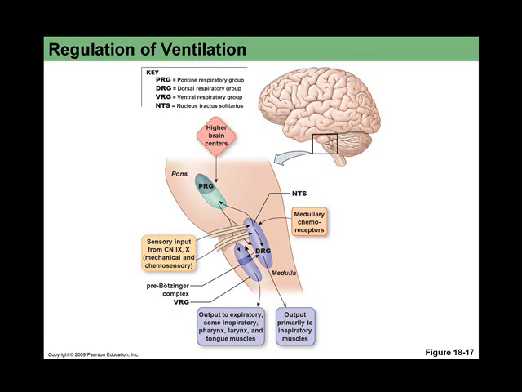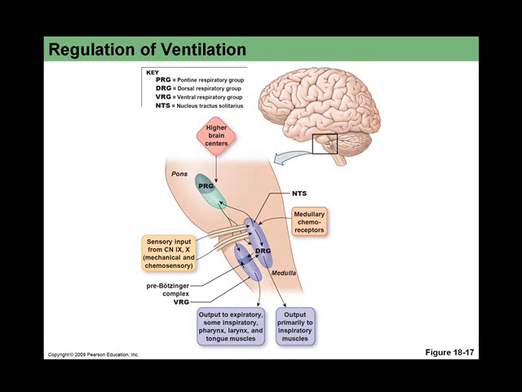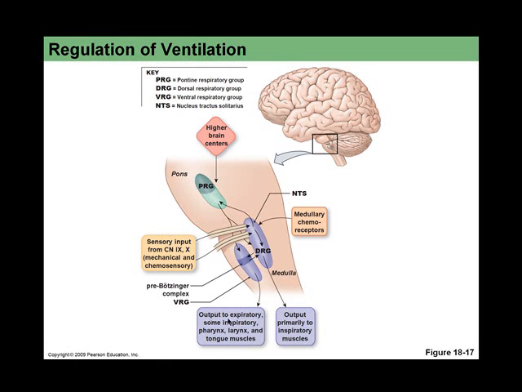What I want to start with is the pre-Botzinger complex here. This has spontaneously firing neurons, and you see that there is a reciprocal innervation between this complex and the dorsal respiratory group. And remember, the dorsal respiratory group is going to have the output primarily to the inspiratory muscles, and the ventral respiratory group to the expiratory, and some inspiratory pharynx, larynx, and tongue muscles. So it is going to be coordinating many of the events.